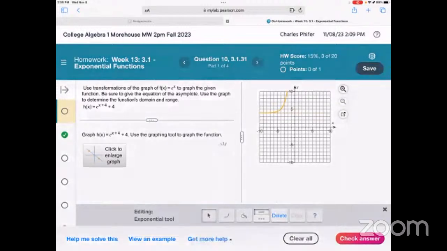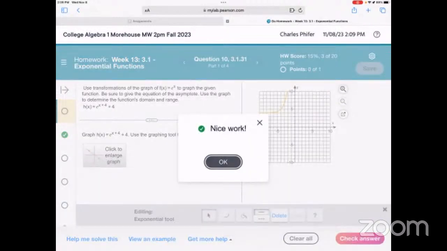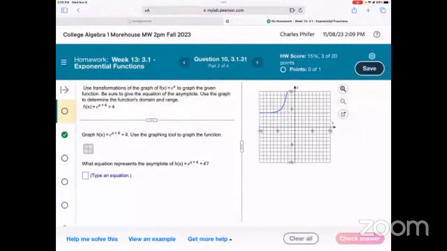Okay, that's fine. Yeah, +4. And I think maybe originally I said left. For some reason I put right, but it's fine. Okay. Oh, the asymptote. So it's gonna be y = 4.